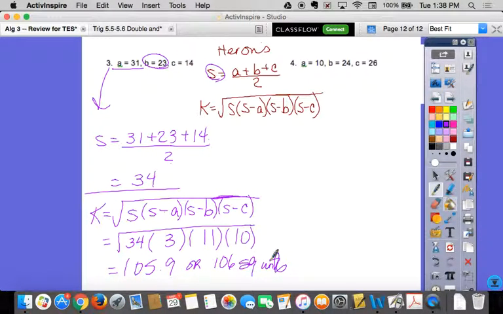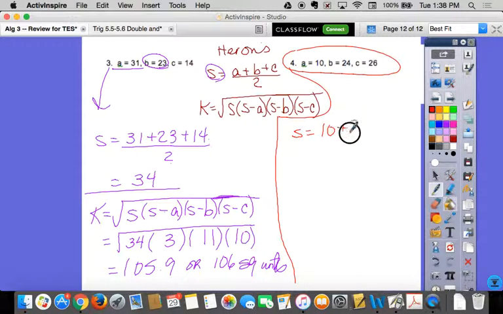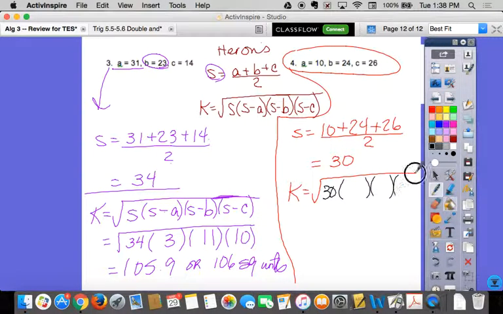Okay? Now, the next little problem. I've got a lot of work all over the board here. Let's compute S. We've got 10 plus 24 plus 26 divided by 2. If you run that through your calculator, you get 30. Then we're going to do the big square root. We've got the 30, and you've got to say 30 minus every one of those numbers. So 30 minus 10 is 20, 30 minus 24 is 6, 30 minus 26 is 4. Type that in, and it's going to tell us 120. And put square units.